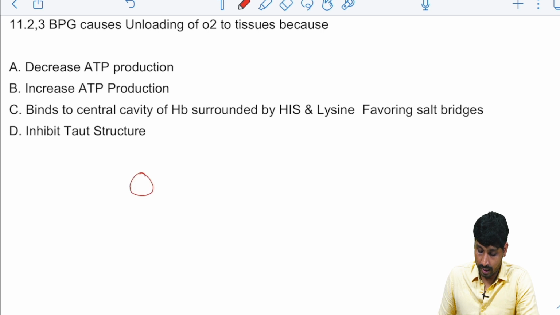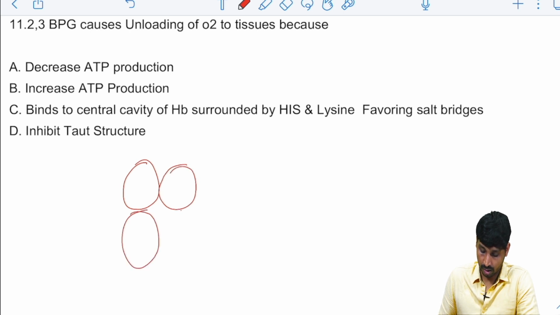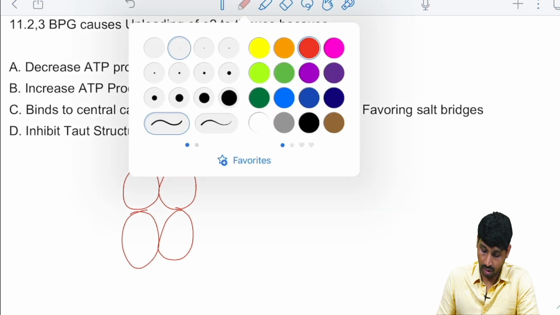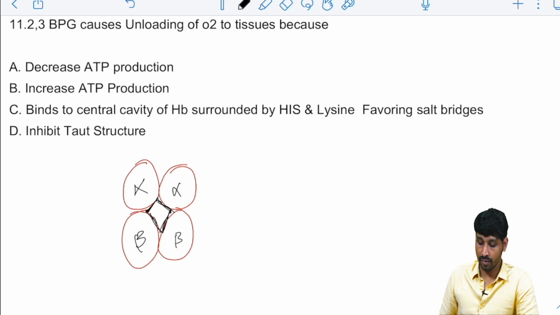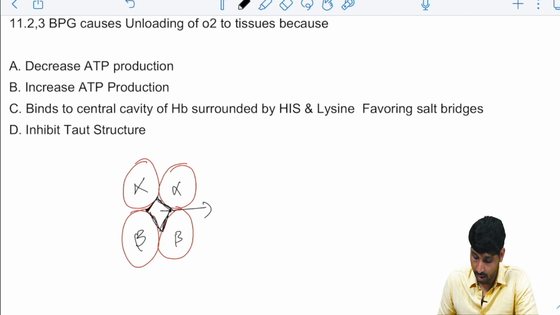2,3-BPG. If you see the structure of hemoglobin, this is the diamond-shaped structure at the center where the 4 subunits of hemoglobin join. This is alpha 1, alpha 2, beta 1, beta 2, so 2 alpha and 2 beta units. At this point 2,3-BPG will go and bind.